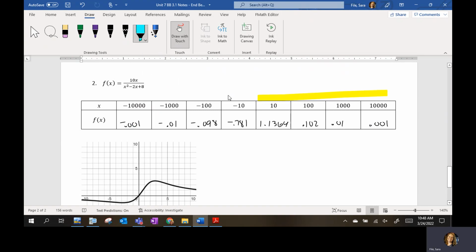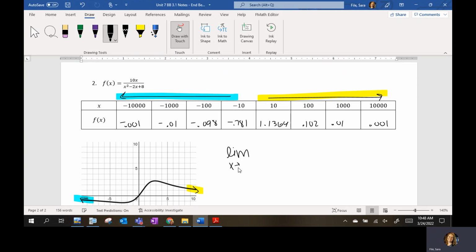What's happening on both ends? What's it approaching? As x goes really small or really big, so the left and right, and you can see it in the graph, what are they getting closer and closer to? 0. There is an asymptote here guiding that end behavior, saying it's just going to keep getting closer and closer to 0. So both the left and the right approach 0.